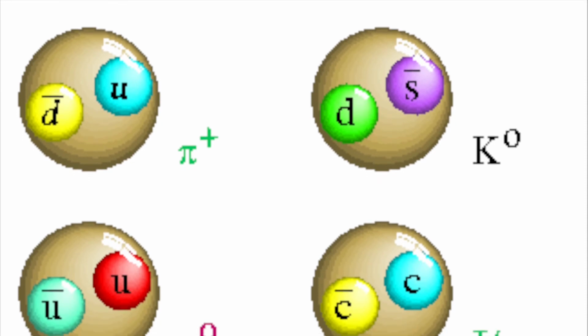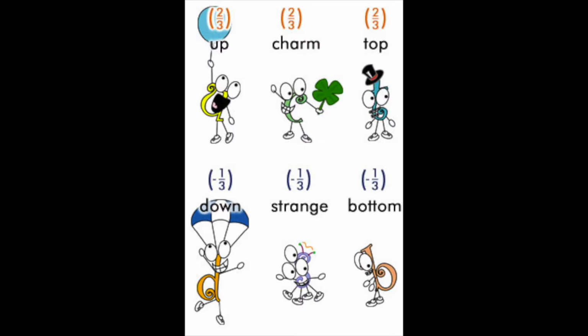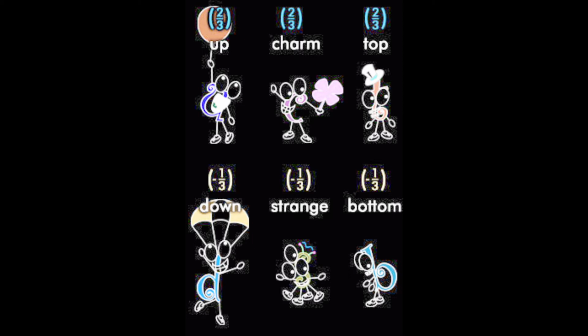Most of the existing matter around us is made from protons and neutrons, which at the same time are composed of quarks. Most relevant quarks are 6: up, down, charm, strange, top, and bottom. For each one of these quarks, there is a corresponding antiquark with the same mass but opposite charge.